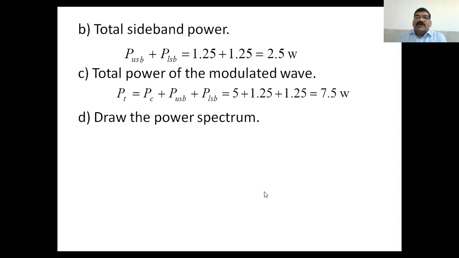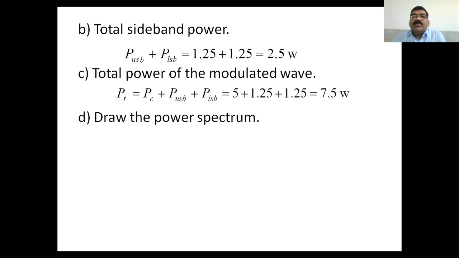So the total power is simply the addition of the carrier power, upper sideband power, and lower sideband power. So it is 5 plus 1.25 plus 1.25, that is 7.5 watt. Always remember to put the unit. If you do not put the unit, you will lose marks, because the unit is important. So always put the unit. Okay, then draw the spectrum.